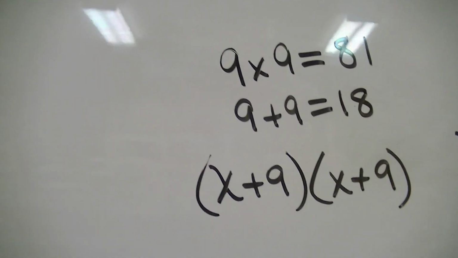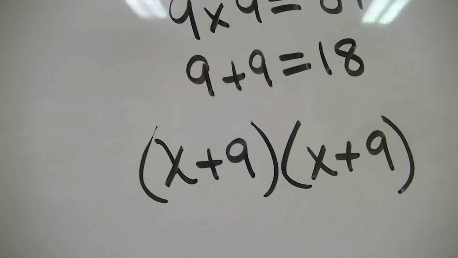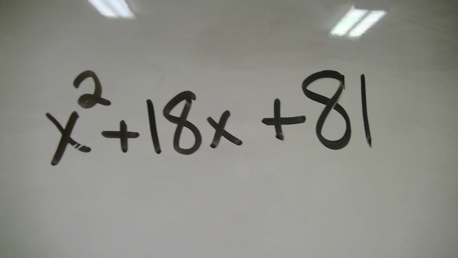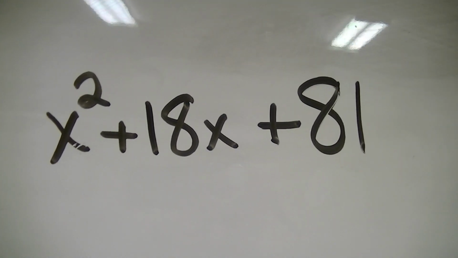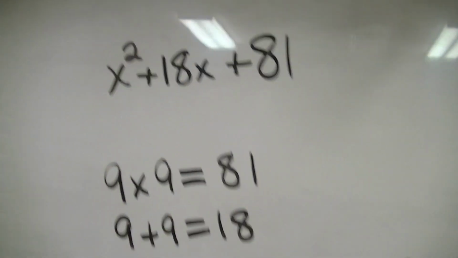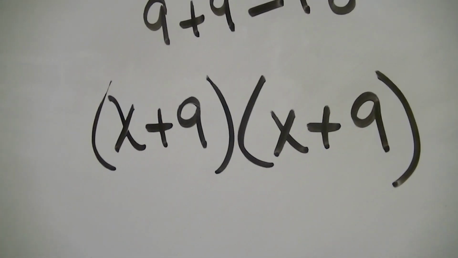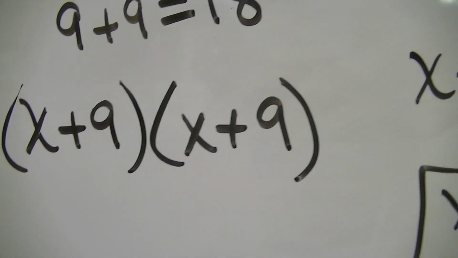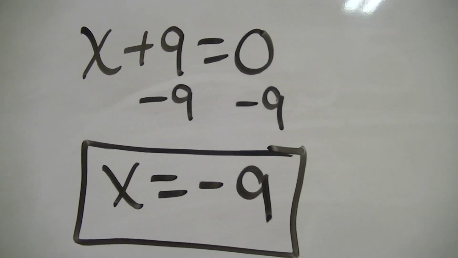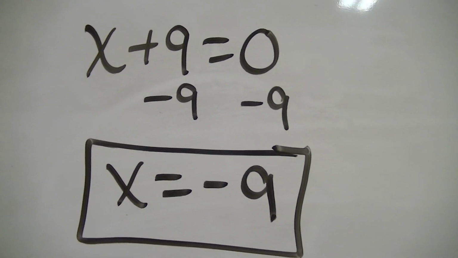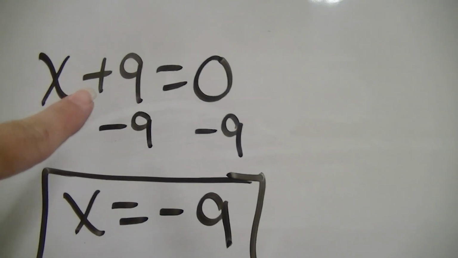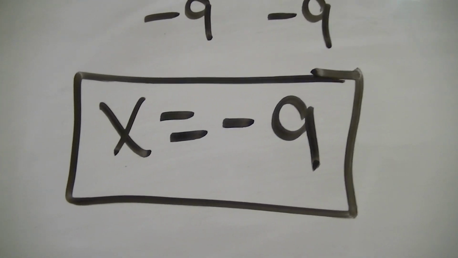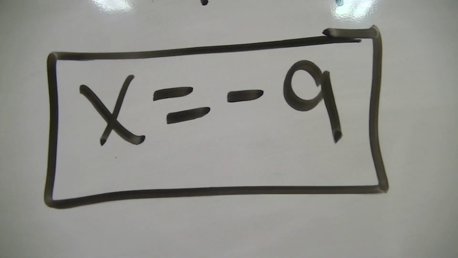And when we multiplied that out, we said x plus 9 times x plus 9 would give us the result of x squared plus 18x plus 81. And again, when we're solving or completing the square, we're going to say this x plus 9 equals 0. So our real answer is when we say x plus 9 equals 0, we're going to move our 9 by doing the opposite. We're adding, so we're going to subtract. Same on the other side. So our real answer to this is x equals negative 9.